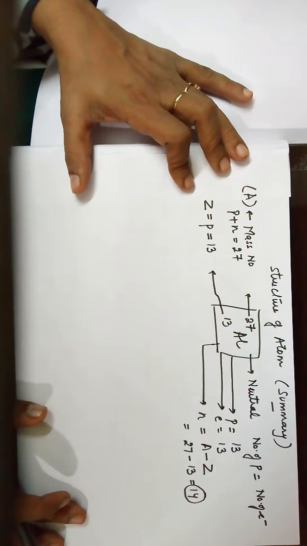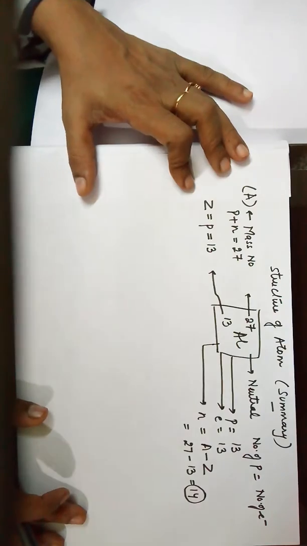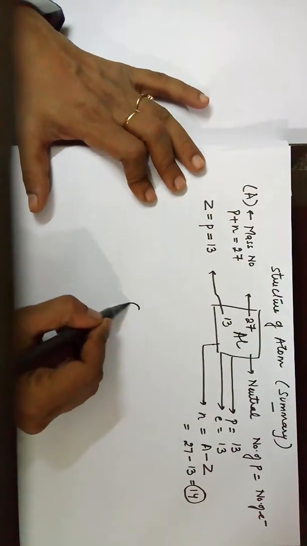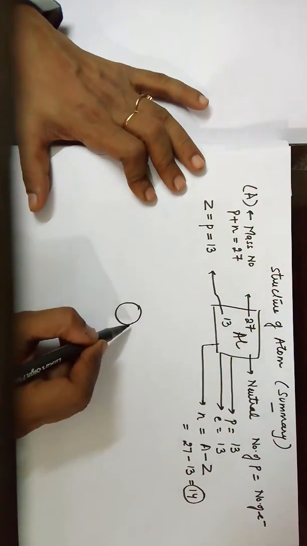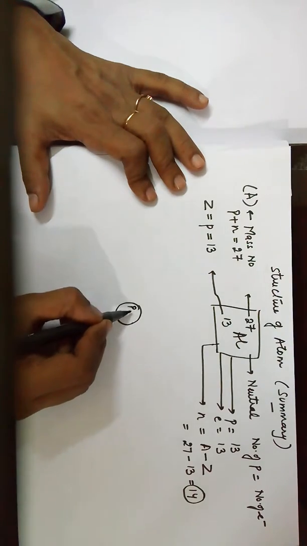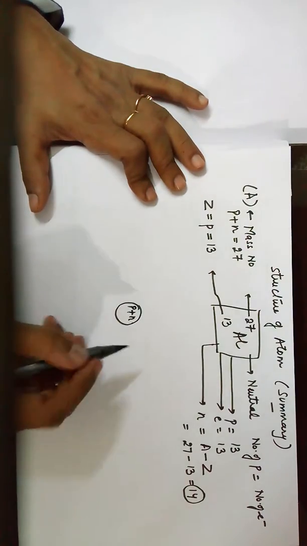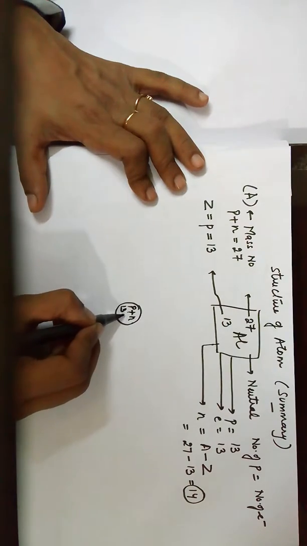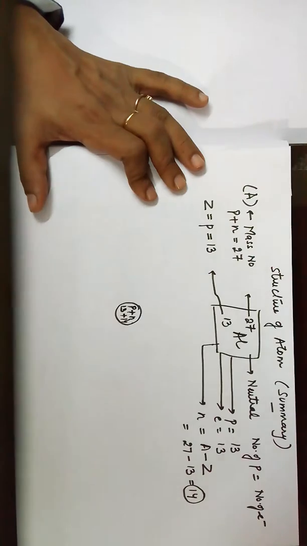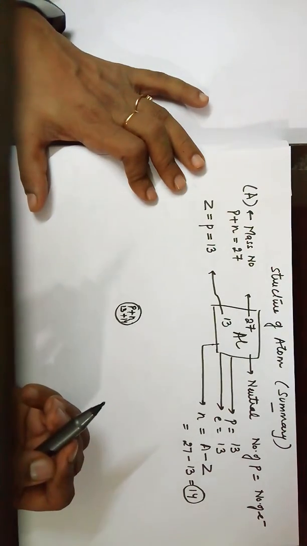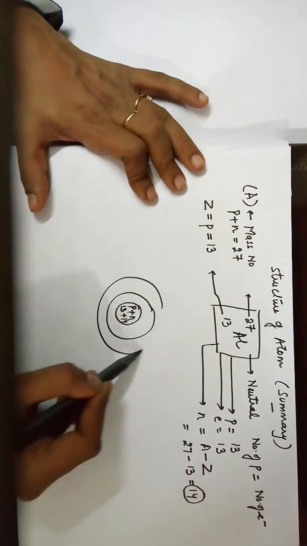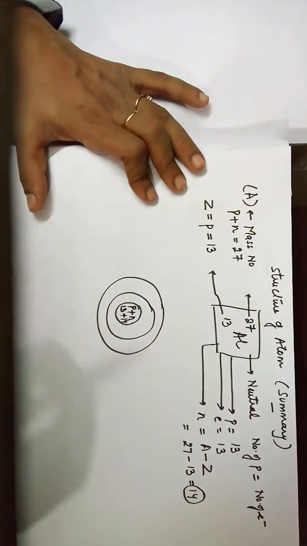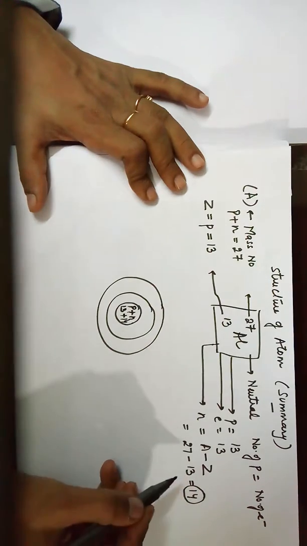We can even construct an atomic model from this much information. In an atomic model, you first need to give the nucleus, the central part of the atom. The nucleus consists of protons and neutrons. So you have P plus N, which is equal to 13 plus 14. Around the nucleus, you've got shells where the electrons reside. That's the first shell, called the K shell. That's the second shell, called the L shell. To find out how many shells are required, you need to know the number of electrons.